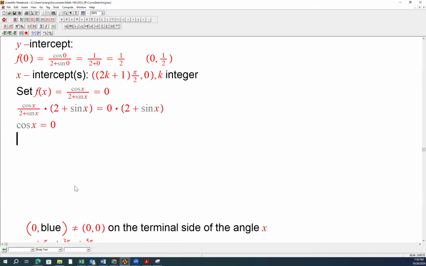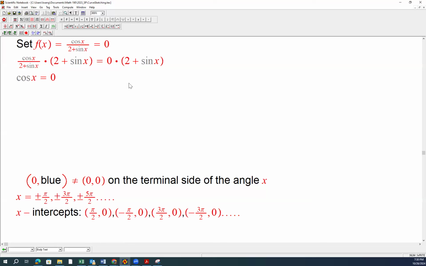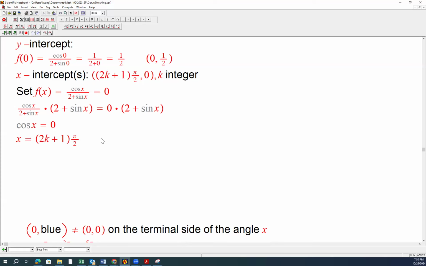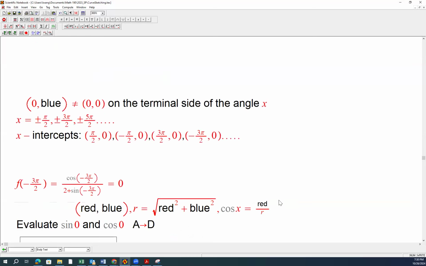Okay, and then from here, you will come up with a solution that x equals (2k plus 1) times pi over 2. That's the solution. And your x-intercepts would be like this. So you can show the x-intercept like that. So that's it. So you don't need to show all of this stuff.